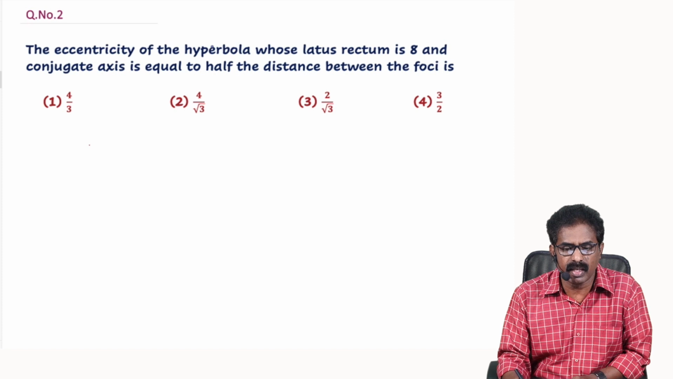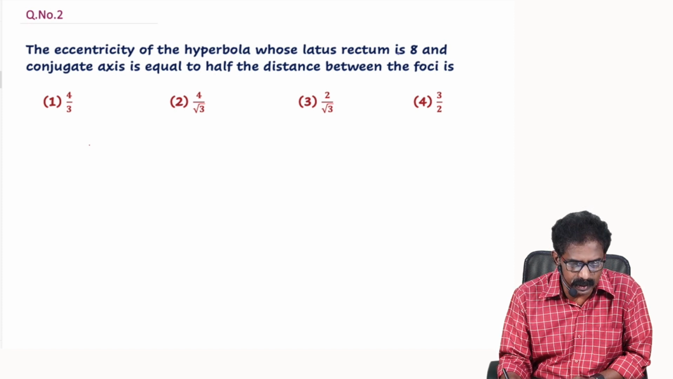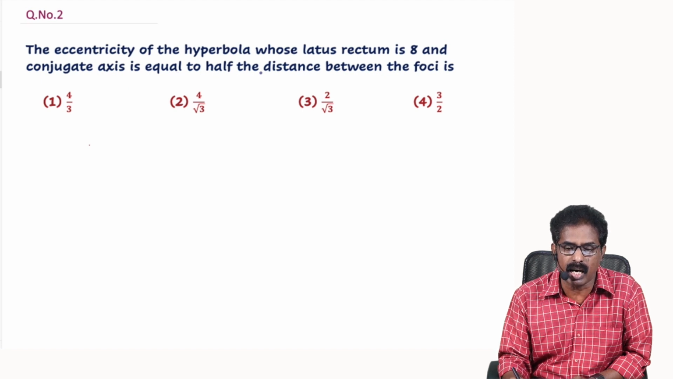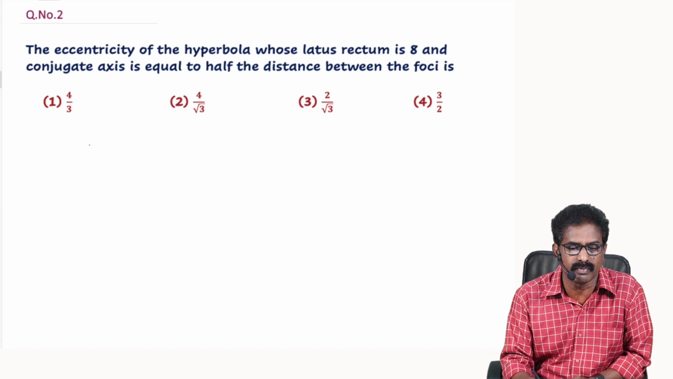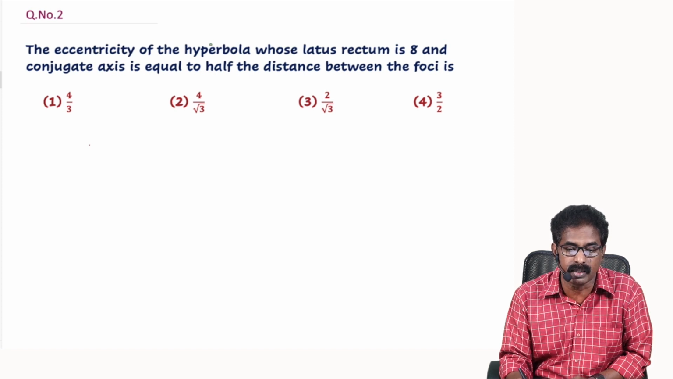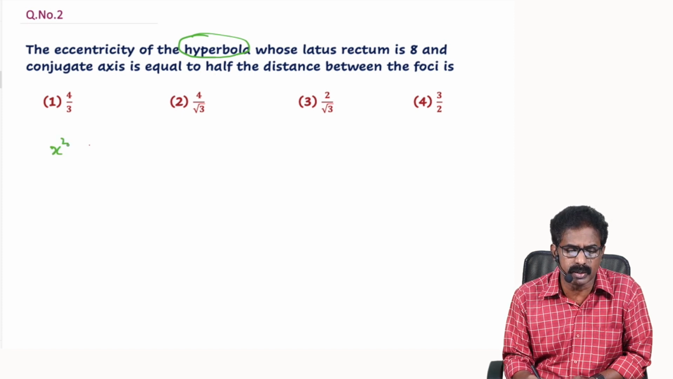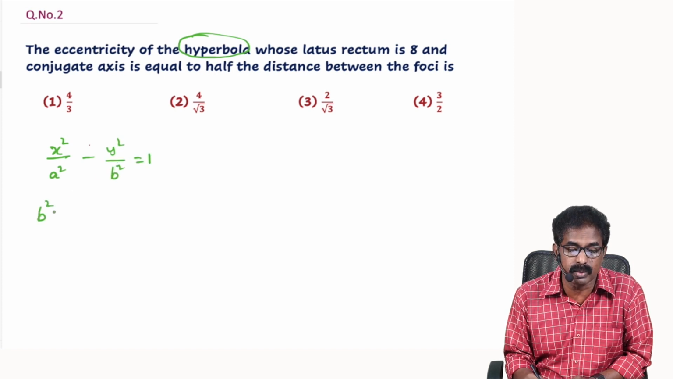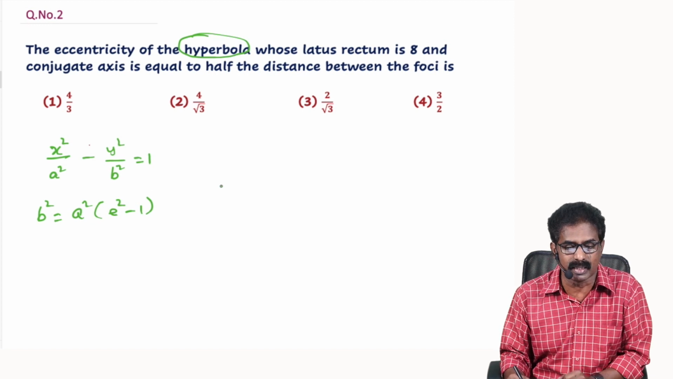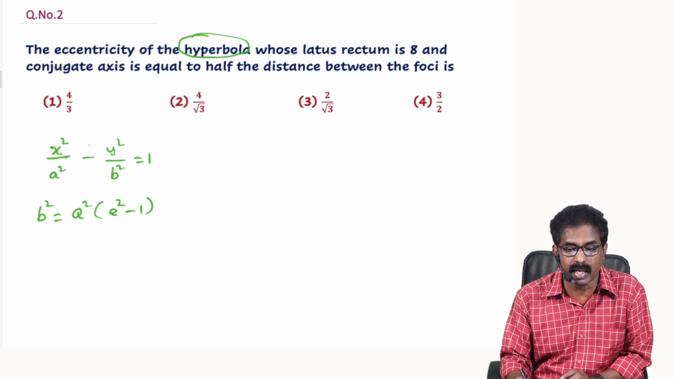The eccentricity of the hyperbola whose latus rectum is 8 and conjugate axis is equal to half the distance between foci. Half the distance between foci. It is a hyperbola, right? So what is hyperbola's equation? X square by a square minus y square by b square equal to 1. First type hyperbola, right? So where b square is equal to, what is b square for hyperbola? A square into e square minus 1. For ellipse, 1 minus e square, right? That's the one difference. Eccentricity of the hyperbola they asked.